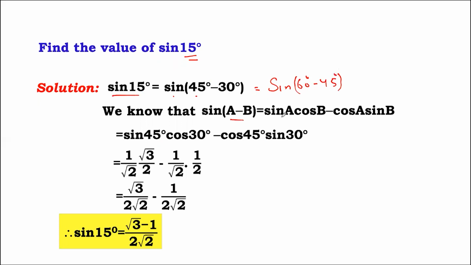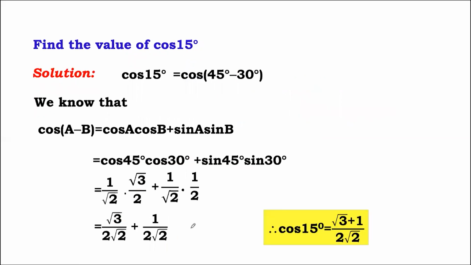Sine A minus B is sine A cos B minus cos A sine B, right? In place of A, 45, and B, 30 degree. Both values are simple, you know the values. Putting the values in, we get root 3 minus 1 by 2 root 2, right? Remember this. This is very, very, very useful.